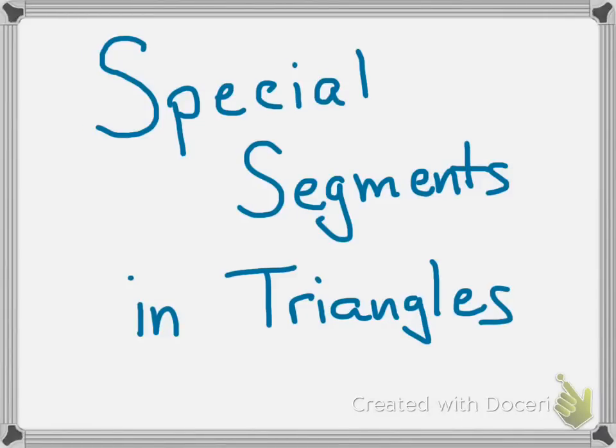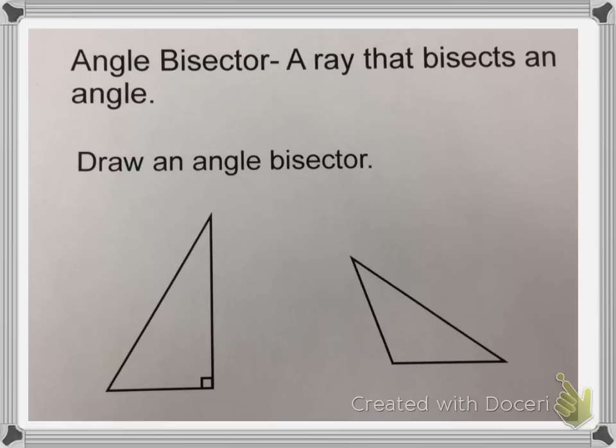Hi, this is a video on the special segments in triangles, and there's 4 special segments we're going to talk about. Alright, the first one is called an angle bisector. An angle bisector is a ray that goes from one point and extends in one direction that bisects an angle. Remember, that means that it splits it in two evenly.